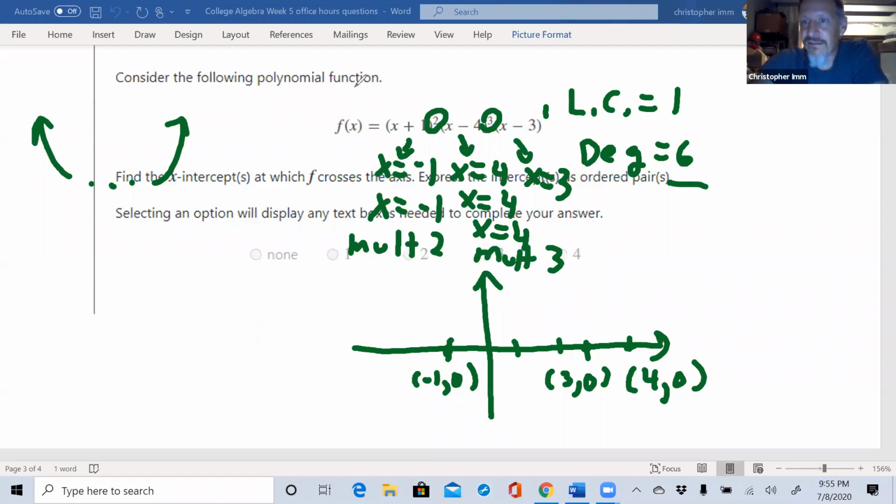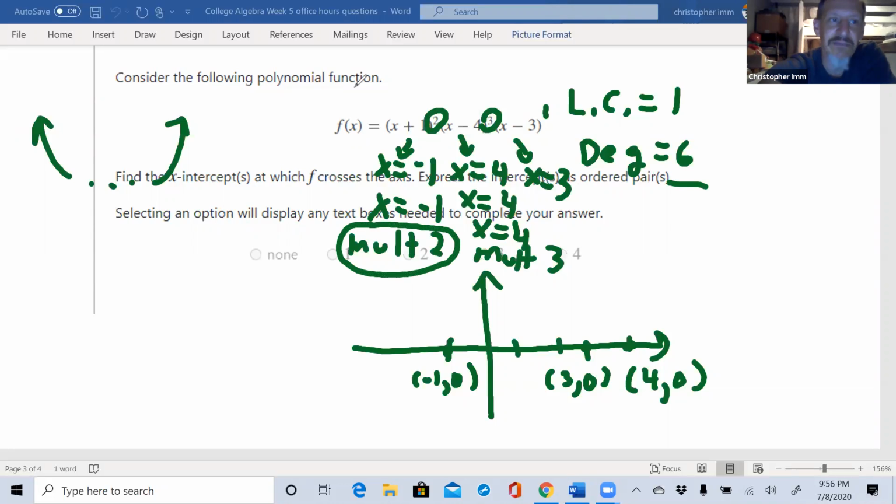If my 0 has a multiplicity that is odd, it actually will go through the graph just like a line. So notice that over here where x is equal to 3, that's just a multiplicity 1. So look at that one just yet. But if I have a 0 of multiplicity 2, that's going to be even. It's going to look like a parabola right there where we have the 0. It's going to bounce off the graph. So this one over here with multiplicity 2, it's going to bounce off the graph.